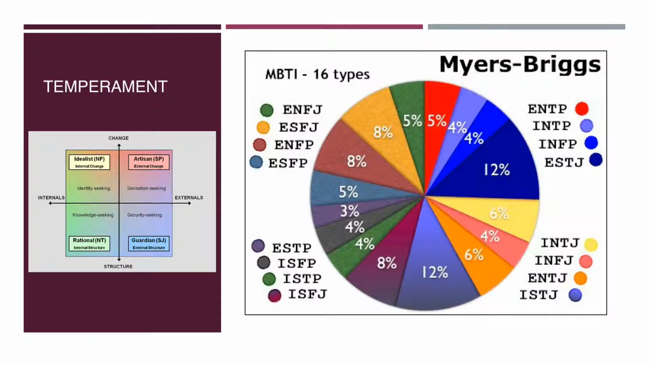The idealist is seen as abstract and compassionate. Guardians work on schedules because they're concrete and organized. The rational are abstract and objective, meaning that they are concerned with knowledge and competence. And finally, we have the artisans, who are concrete and adaptable, meaning that they're more concerned with making an impact.